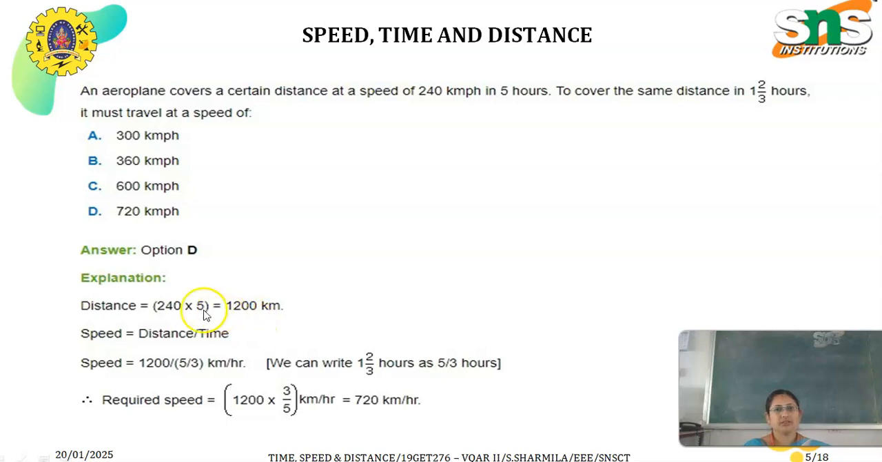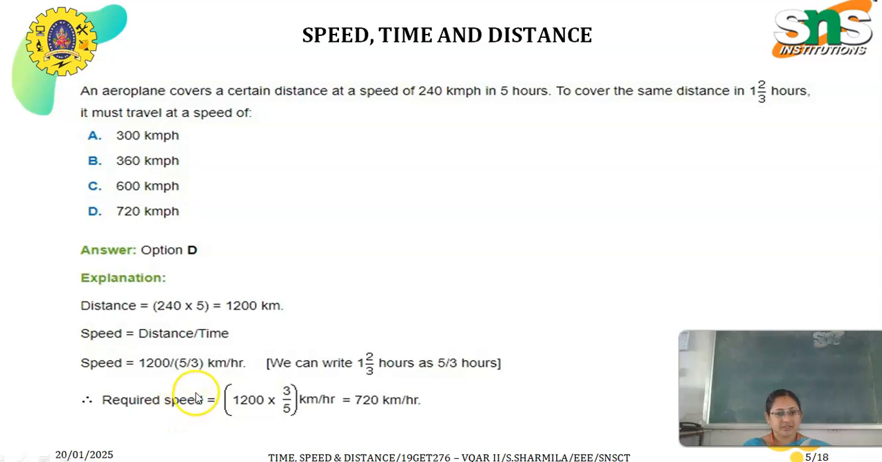We know that the speed formula is speed is equal to distance by time. The distance is 1200 km and the time taken for covering the distance is 2 by 3, so we have to make it a fraction. So 3 into 1, 3 plus 2, it is 5. So 5 by 3 hours. We apply this in the equation. So speed is equal to 1200 divided by 5 by 3 km per hour.